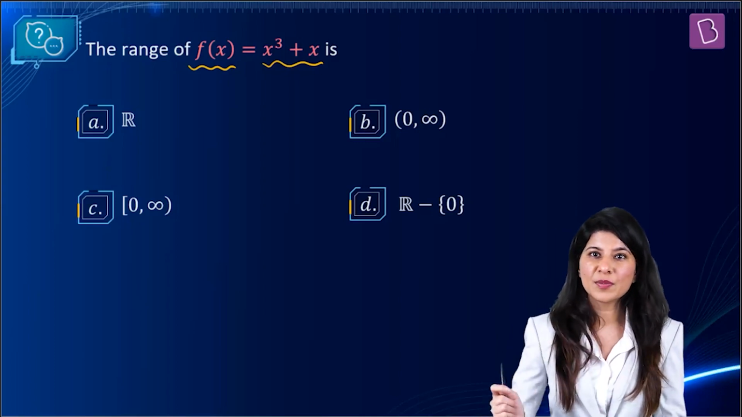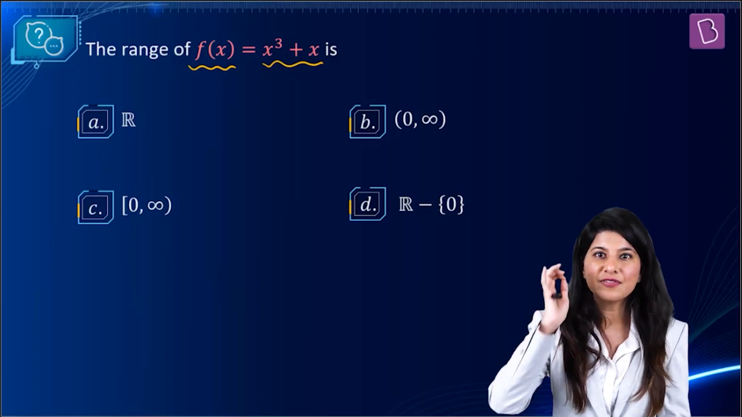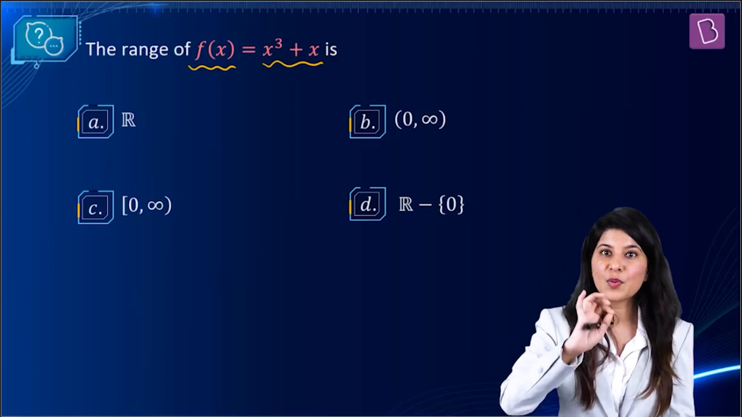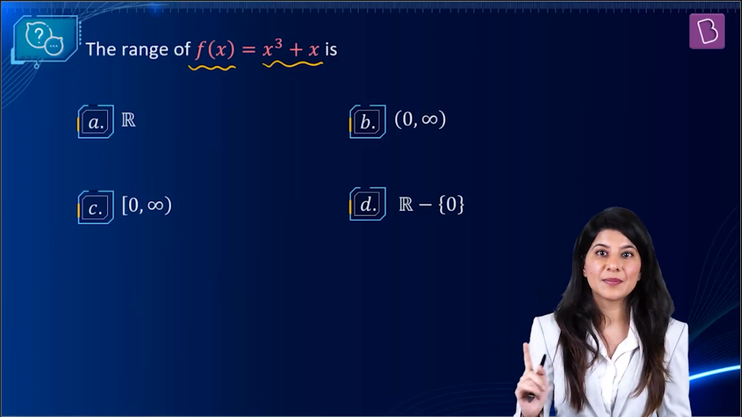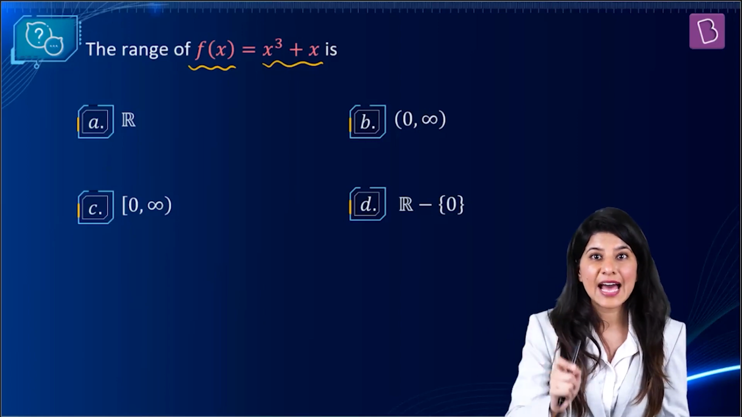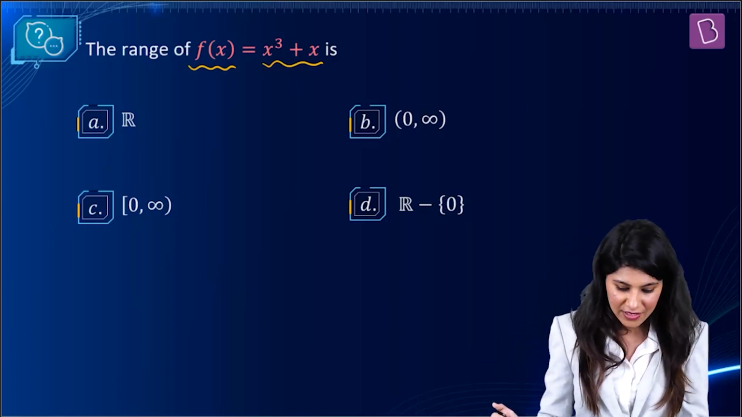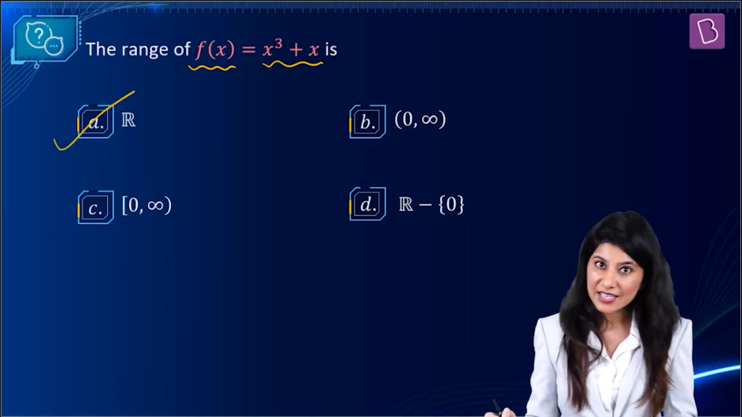That means odd polynomial. Straight away, we can think of the range of this function. The range of this polynomial is nothing but all reals. Mind it, an odd polynomial has range all reals. So we have option A as the right answer.